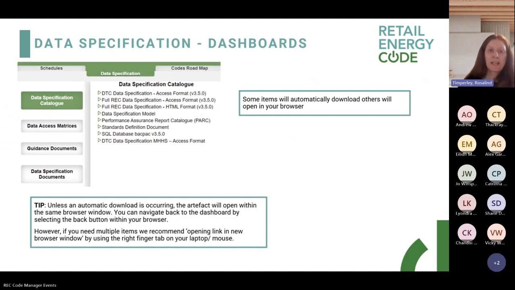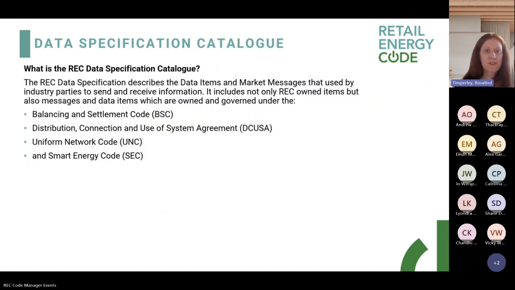When you're looking at the data specification catalogue, some items will download and others will open in your browser, depending on which type. For instance, Access format databases and SQL databases will download, and others like the HTML format data specification will just open in your browser. If you do want to open multiple items, we suggest right-clicking and opening in a new tab. Otherwise, you'll just open directly in the page you're on, or you can navigate back and do it that way. And then if we move to the next page.